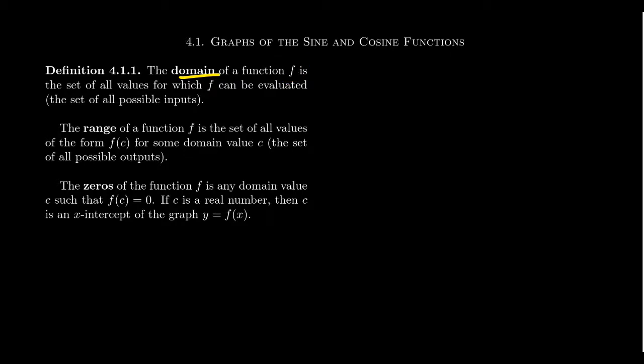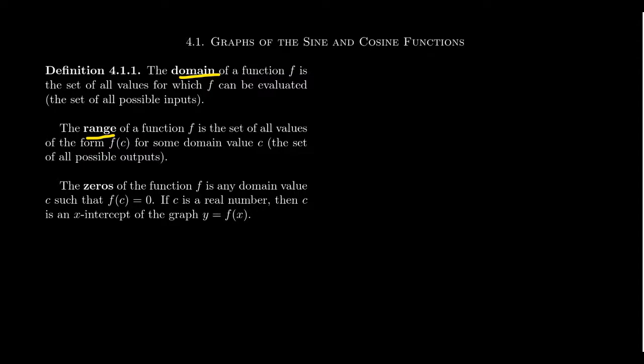to be a set of all values for which f can be evaluated. That is the set of all possible inputs. And similarly, the range of the function f is the set of all values of the form f of c. That is to say, c is some number in the domain. We then plug it into the function and we evaluate it. So the range is the set of all possible outputs.